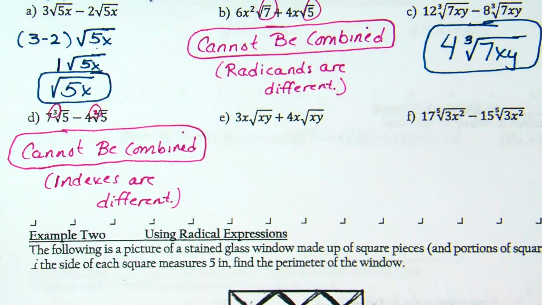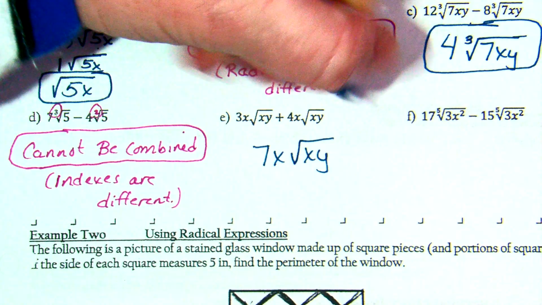Okay. 3x square root of xy plus 4x square root of xy is what, class? That's a very small class for a very full classroom. But I agree. Square root of xy and square root of xy are the same. 3x and 4x is 7x. 7x square root of xy.